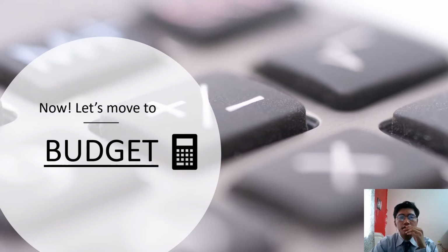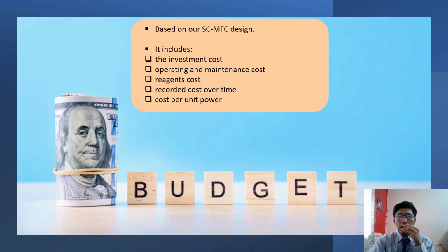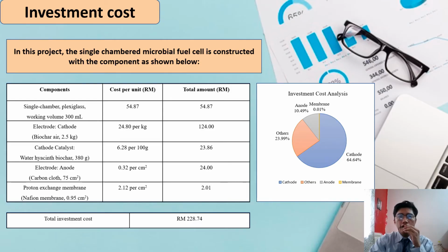For the budget section, basically this budget plan is prepared based on our single chamber microbial fuel cell design. These are the costs that are going to be discussed. For the investment cost, the single chamber microbial fuel cell is constructed with components such as single chamber plastic glass, electrode material, and a proton exchange membrane as shown below. The total investment cost is RM228.74.